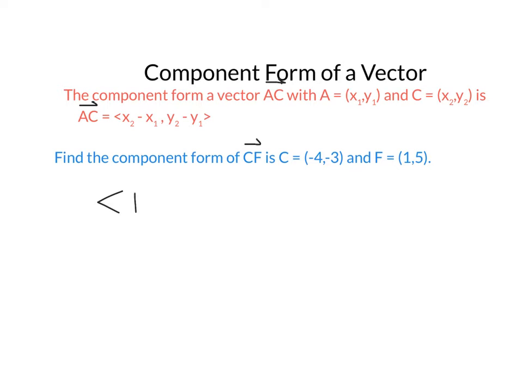and the order is important. So F minus C, there's my x's. Do the same thing with the y's: F minus C, and you get 5 and 8. And that's the component form of vector CF. Taking vector CF, instead of beginning at (-4, -3), it now begins at the origin, (0, 0).